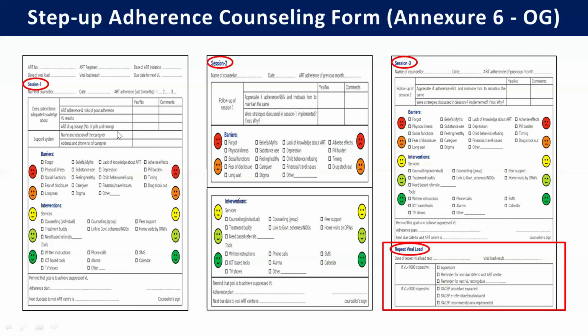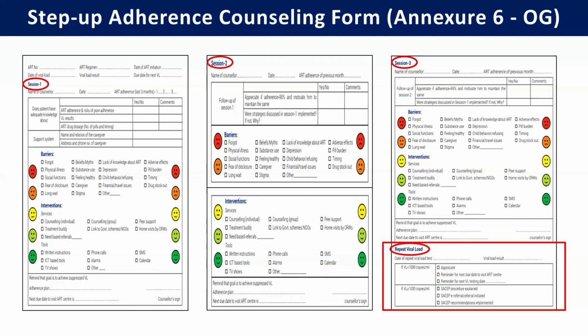Whether the ART drug dosage, that is the number of pills and timing, is properly followed. If he knows that, because I remember one patient in our SACEP, when we had actually called the patient, we realized that the patient was not taking ZL in BD dose. So she was a female patient, she was taking ZL only OD. And she said that I asked the medical officer, I asked the pharmacist, but nobody was telling me how to take the tablets. So we found out during our interview, the counselor found out that she is not taking the tablets properly because she didn't have the proper knowledge.